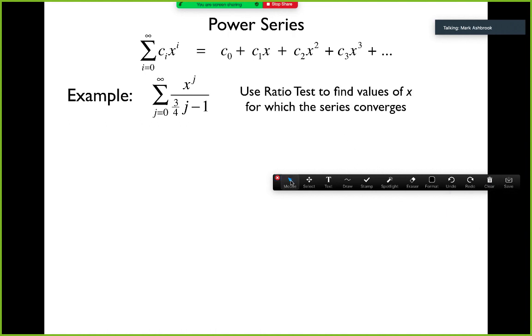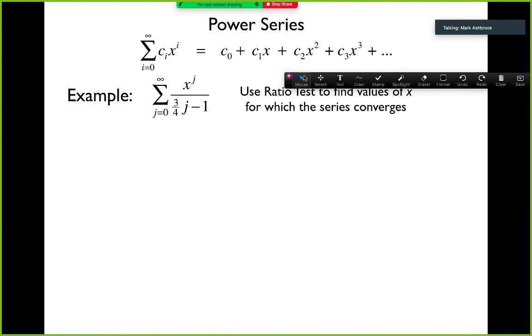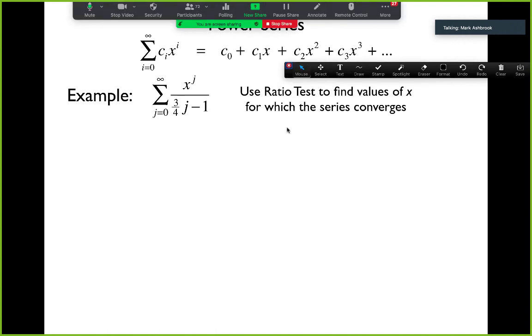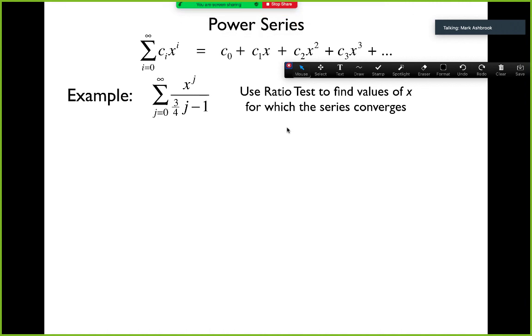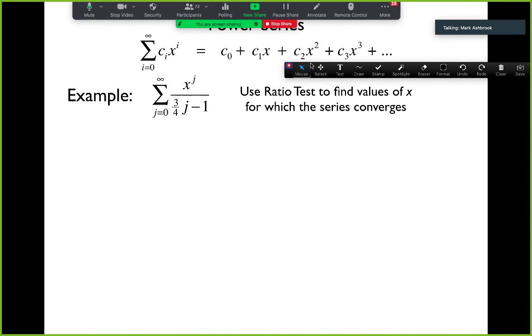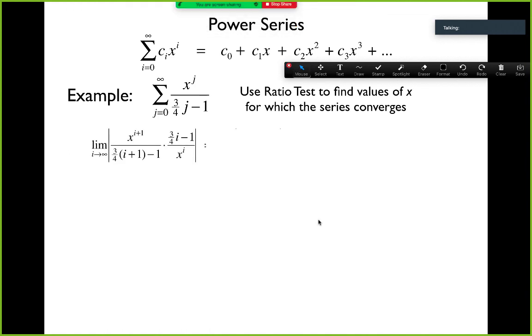All right, so we're going to use the ratio test as the main key to finding out when the series converges, because that tells us about the convergence of a series. So we're going to do the ratio test. So here we go. Remember, we're going to do the limit of the j plus first term times the reciprocal of the jth term. And I changed from j to i for whatever reason. I didn't have to do that, but that's fine. It's just a symbol. We could use j here or i. But the i plus first term would be x to the i plus 1, 3/4 i plus 1 minus 1, times the reciprocal. So you guys are familiar with that for power series.